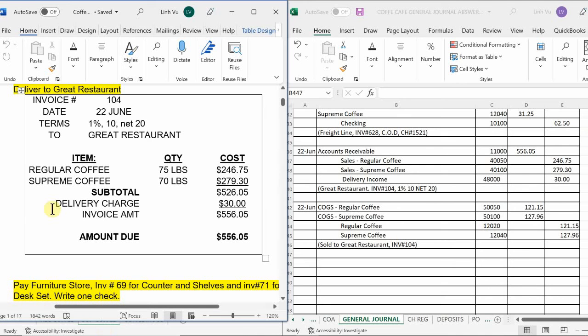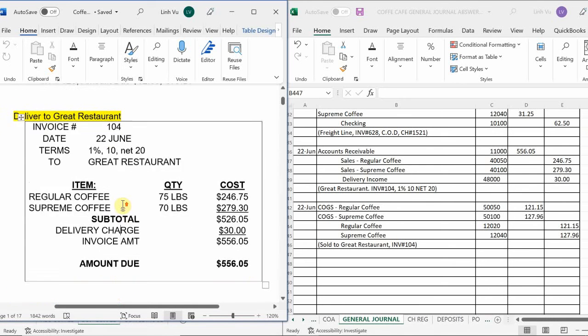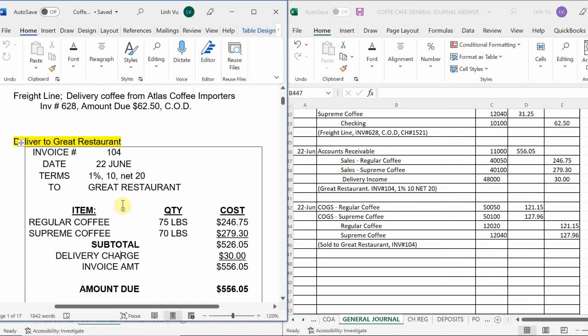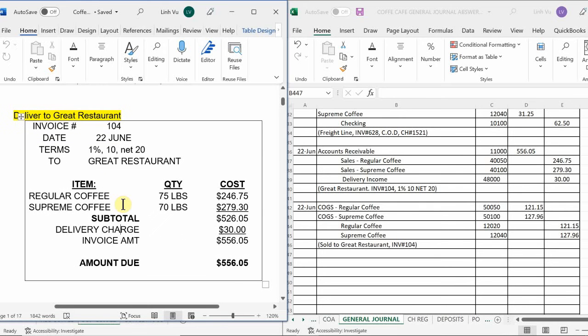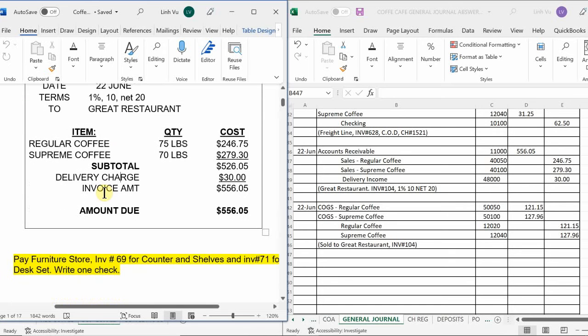Okay, so we finished up entering in the delivery for Great Restaurant, right? We already updated Albert's commissions, excuse me. We updated the inventory. Okay, so here is what's next.